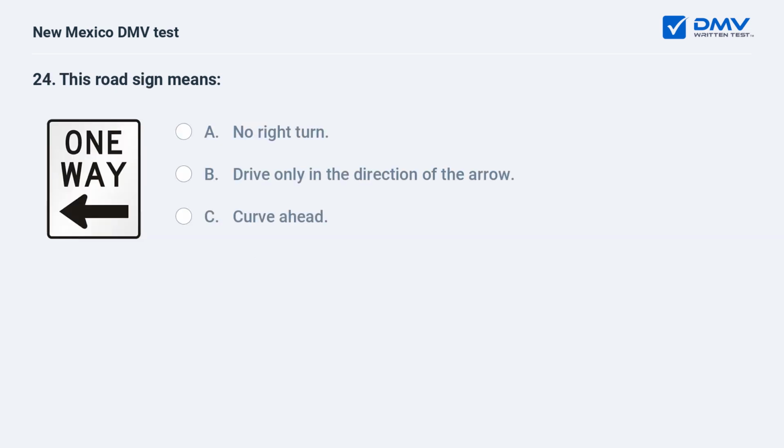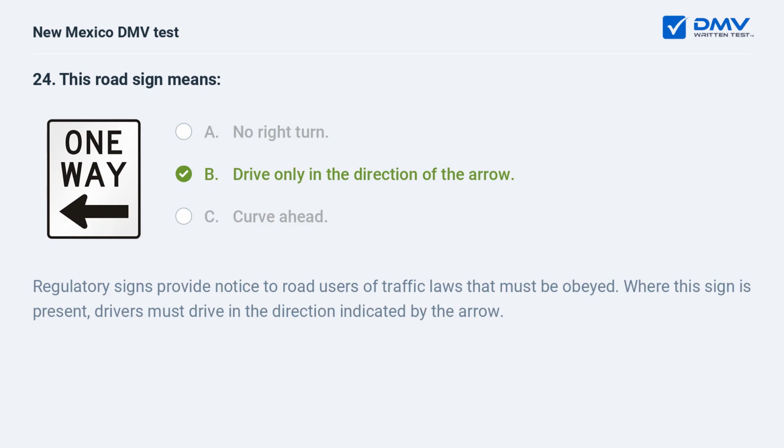This road sign means A. no right turn. B. Drive only in the direction of the arrow. C. Curve ahead. B. Drive only in the direction of the arrow.